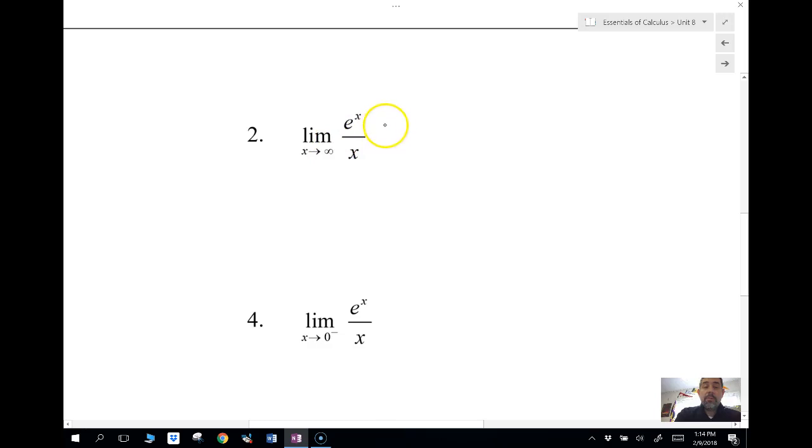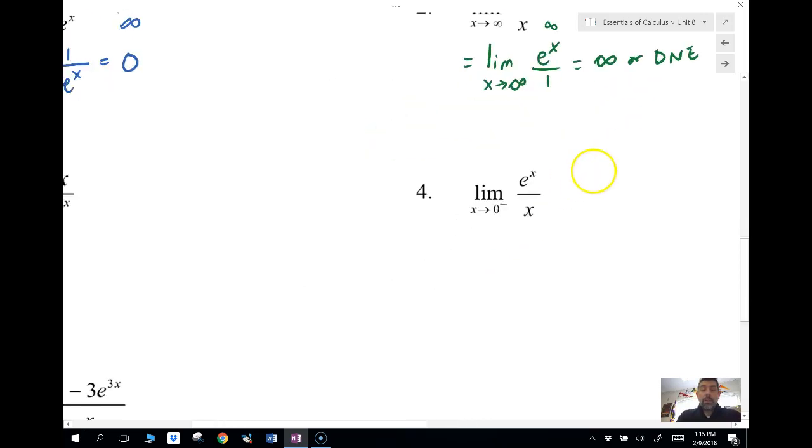So here I'm going to plug in infinity. I'm going to get infinity over infinity. Now I could just draw that like that. Doesn't matter. I just need to know that's going to be an indeterminate form. So then I'm going to get the limit as x approaches infinity of the derivative of the top, which is e to the x, over the derivative of the bottom, which is 1. And that's going to go to infinity, or does not exist. Either one of those will work. All right, let's take a look at another one.